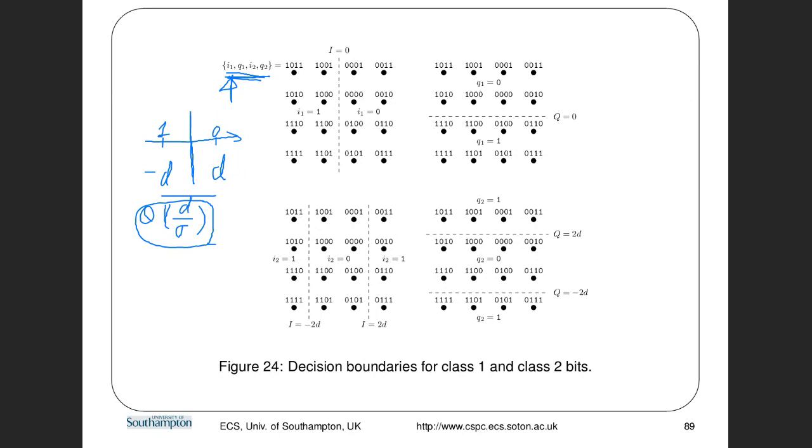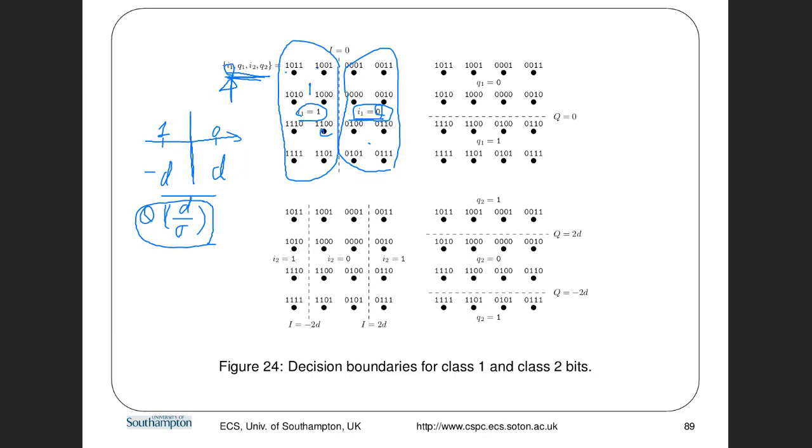So the first bit here, I1, determines whether the real part is positive or the real part is negative. On the right hand plane, all the bit mappings have the first bit being zero. And on the left hand side, all the constellation points have the first bit being one. So if we receive a signal here, then we know that its real part is positive, so the first bit should be decoded as zero.